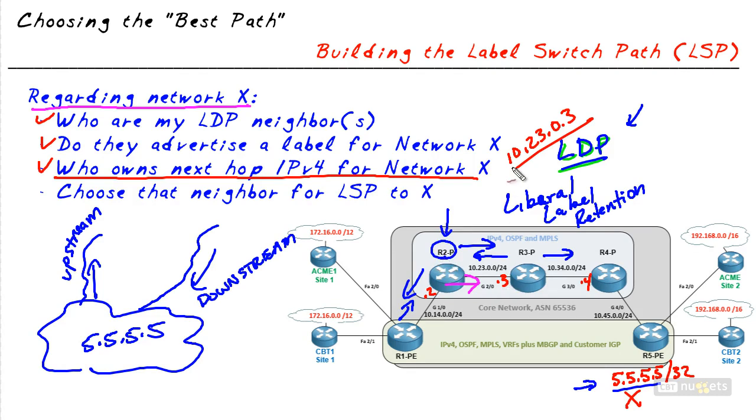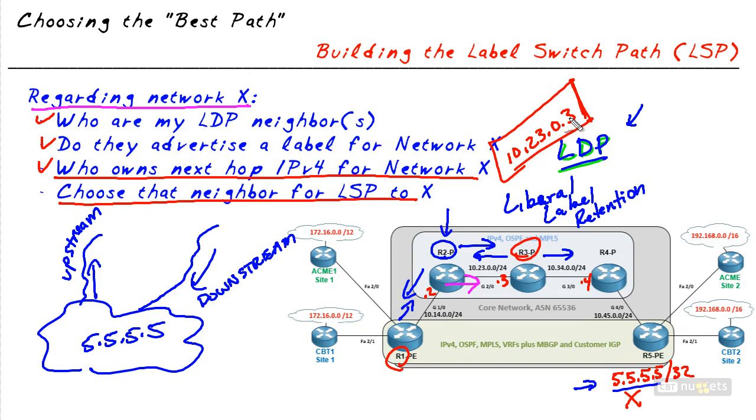But if it does, the last step is to choose the LDP neighbor between R1 and R3 who owns this IP address, 10.23.0.3. Because in the LDP session, what we're going to share with the neighbor is not only the fact that, hey, we want to be a neighbor with you with LDP and here's all my mappings, we're also going to share with our neighbor all of our local IP addresses. So loopback addresses, physical interface addresses.